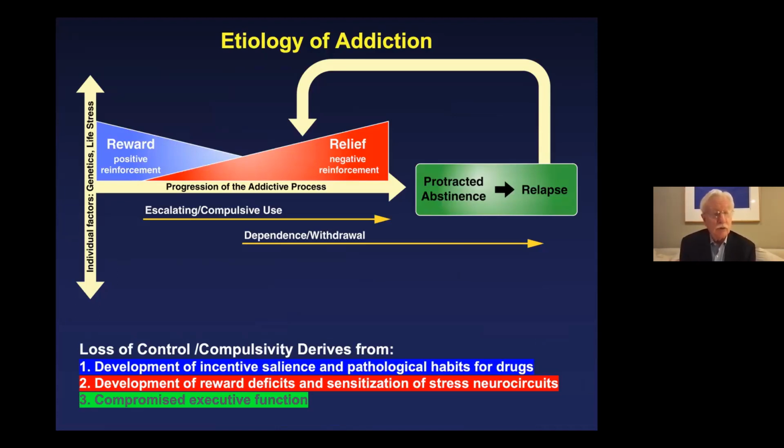You may run out of alcohol. You may reach the point where you're in severe withdrawal and you decide to do something about it, but you enter a stage known as protracted abstinence, which can feed back and lead to relapse.